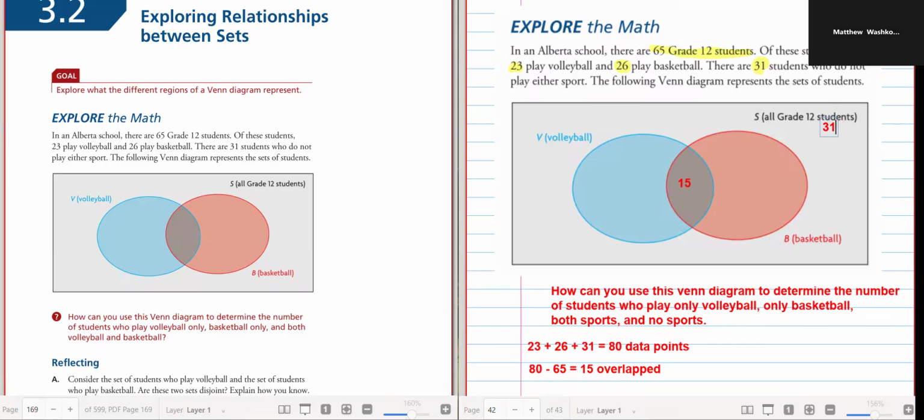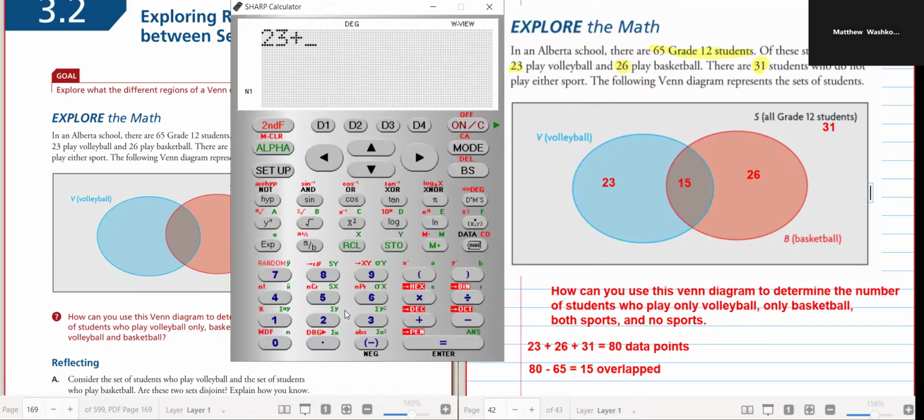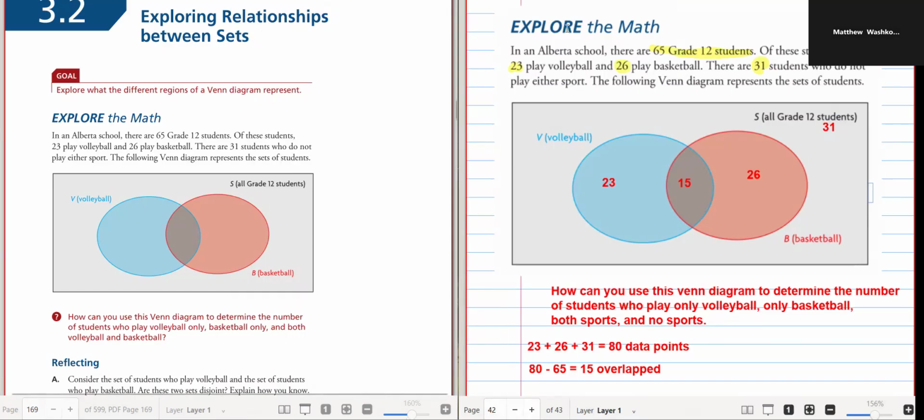So here's what else we know. I know there's 23 people who play volleyball. I also know there's 26 people who play basketball. Now here's the problem. I'm taking this data set and saying 23 plus 15. Actually, let me give a nice visual here. This data set right now is wrong because I'm taking 23 people who play volleyball plus 15 people who play both plus 26 people who play basketball plus 31 people in total. Now I have 95. What's going on? Where have I made a mistake?